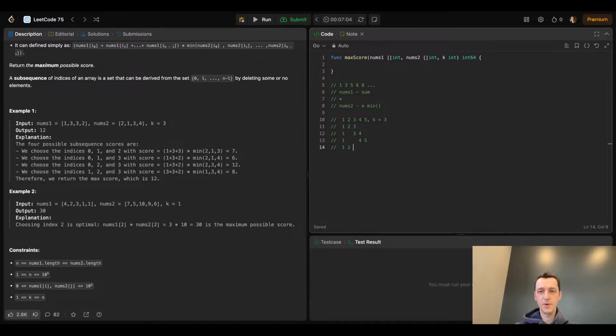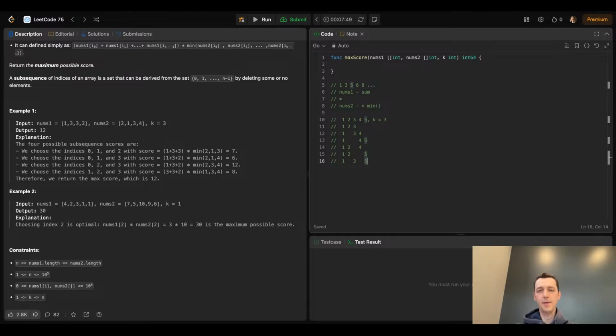1, 2, 4. 1, 2, 5. 1, 3. 1, 3, 4 will already be 1, 3, 5. Yeah. So there's, I don't know how many. It's hard to tell because, yeah, we have already like almost 10 combinations. 1, 3, 5.